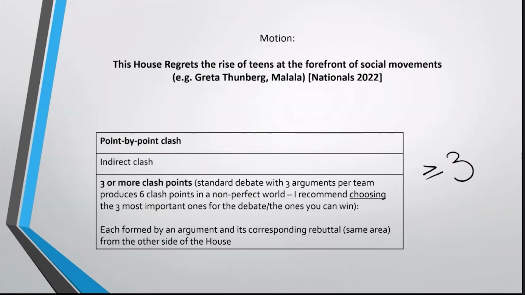So you would have indirect clashes and it would create in your debate 3 or more clash points, and each would be formed by an argument and its corresponding rebuttal in the same area from the other side of the house. And essentially, a standard debate with 3 arguments per team would in this way produce 6 clash points in a non-perfect world. And because that's a lot, and it's very hard to give all of these and essentially analyze them well enough, I would recommend choosing the 3 most important ones for the debate or the ones that you believe your team can win the easiest.